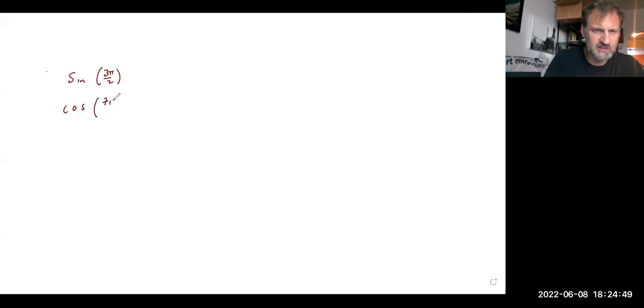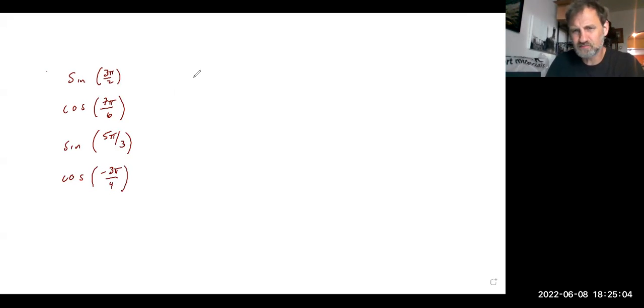Okay, let's take a look at some problems involving the sine and cosine of radian values. Sine of 3 pi halves, cosine 7 pi 6, sine 5 pi thirds, cosine negative 3 pi fourths. Let's just start with that.